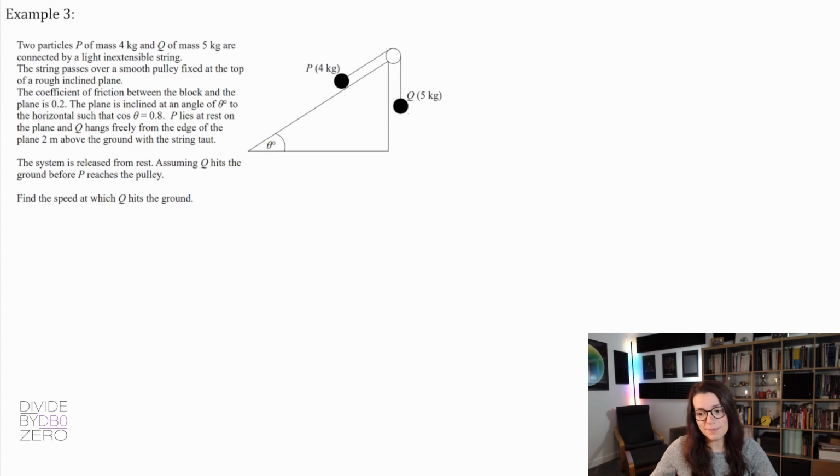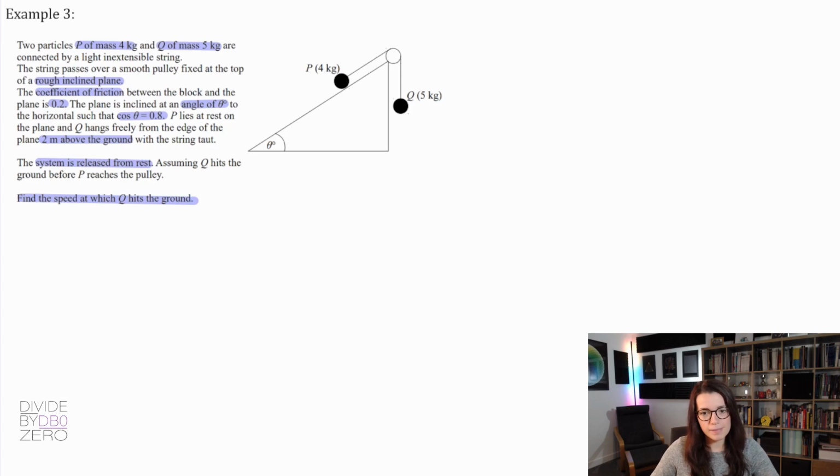There's a lot of text here, so let's go back through and highlight the key points. So we've got two particles, P, which is 4 kilograms, and Q, 5 kilograms. It's on a rough inclined plane, and we're given the coefficient of friction. We aren't given the angle, but we are given cos theta is 0.8, so we can use that in our calculations. We know that Q starts 2 meters above the ground, and we know that the system is released from rest. We want to find the speed at which Q hits the ground.